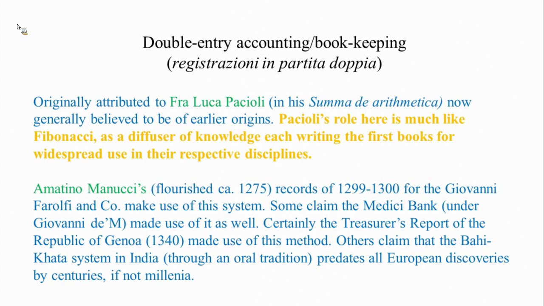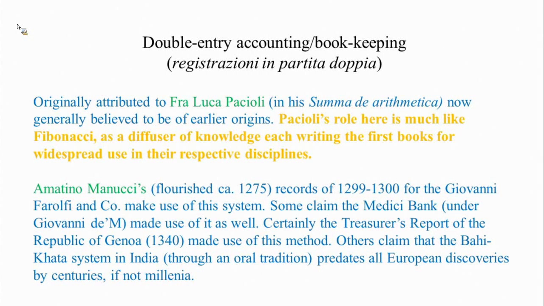So some people claim that Pacioli robbed and plagiarized, but those people don't understand the mentality of the period. He didn't do that. However, this guy, Amatino Manucci, we don't even have a picture of this poor guy. He flourished around 1275. Records from 1299 to 1300 for Giovanni Farolfi and Company. This is an Italian company that really existed in the year 1300, right?